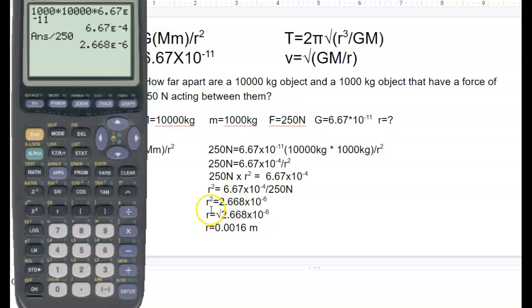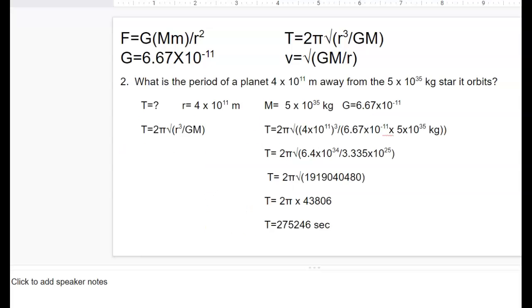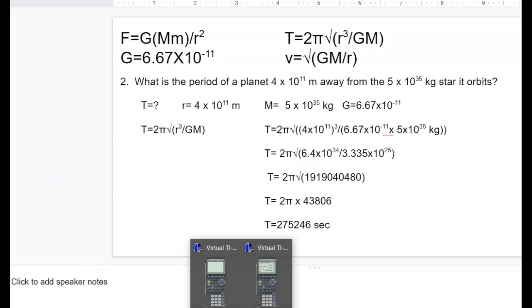Now r squared is equal to this, so I want to take the square root of this number. So I go second function, square root, second function, answer, and I get 0.0016 meters. So there is the first question. Okay, you can go back and take a look if you want to figure out how to do it, if you need some help.